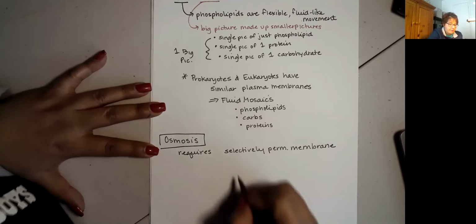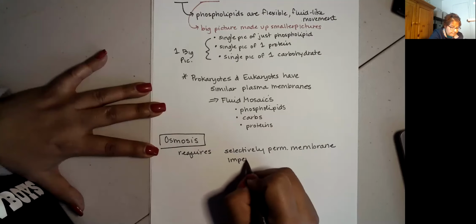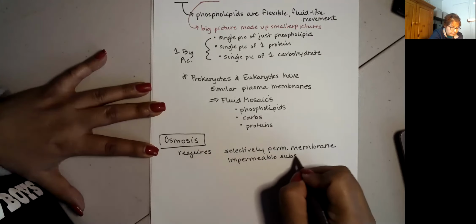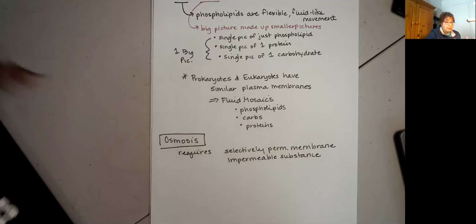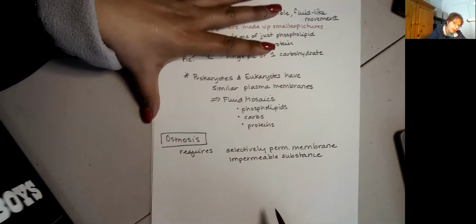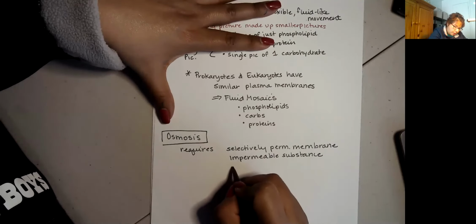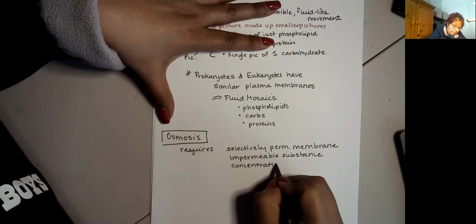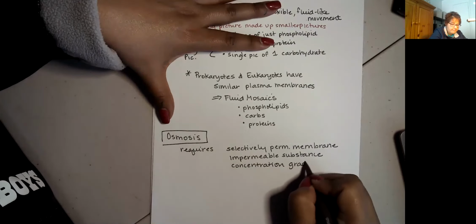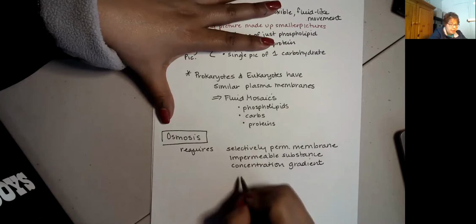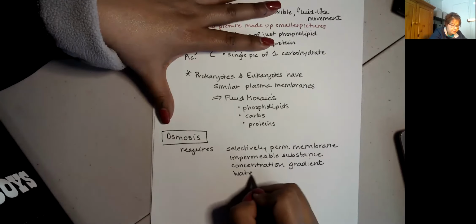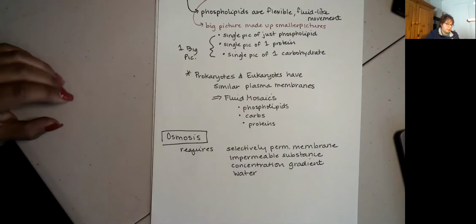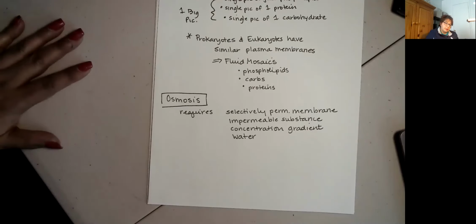You also have to have an impermeable substance, so something that cannot cross. And you have to have, of course, a concentration gradient. And you've got to have some water. So I'll show you what I mean.